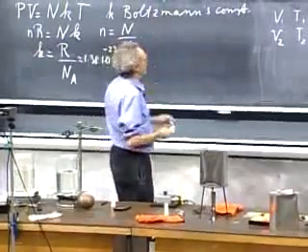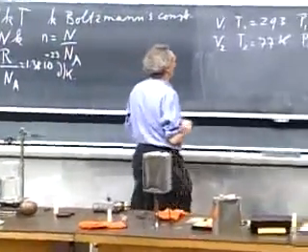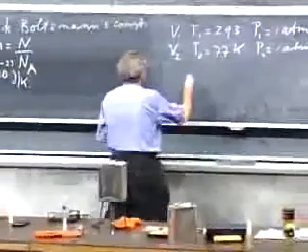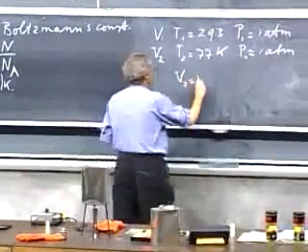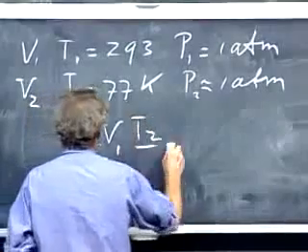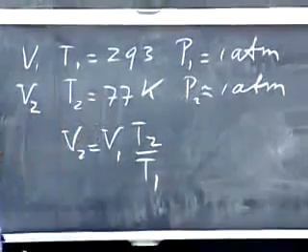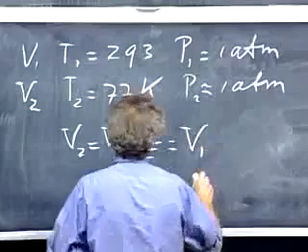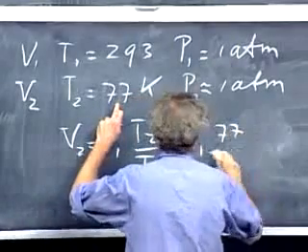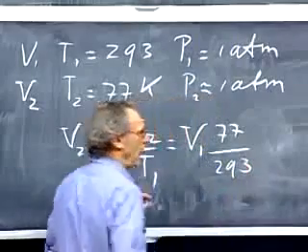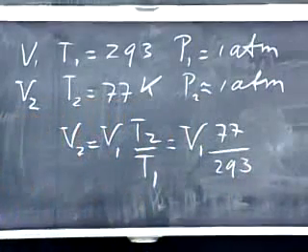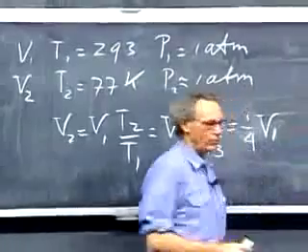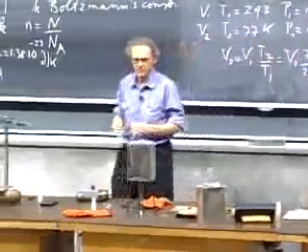Well, I apply the ideal gas law, and the number of molecules is not going to change. R is not going to change. So the new volume is going to be the old volume times the new temperature divided by the old temperature. And so that is the old volume times 77 divided by 293, if the ideal gas law holds. And that is 1/4 of V1. So the volume becomes 4 times less.